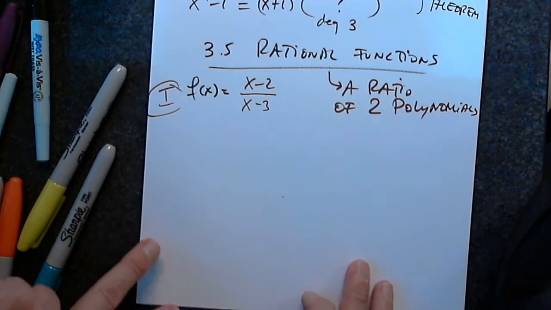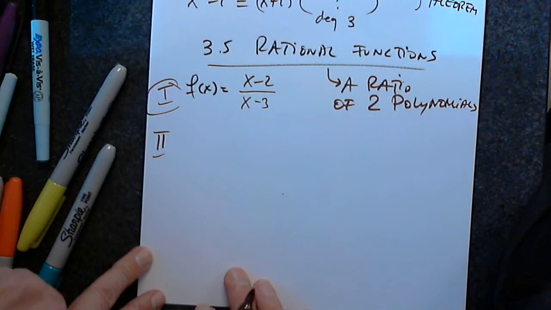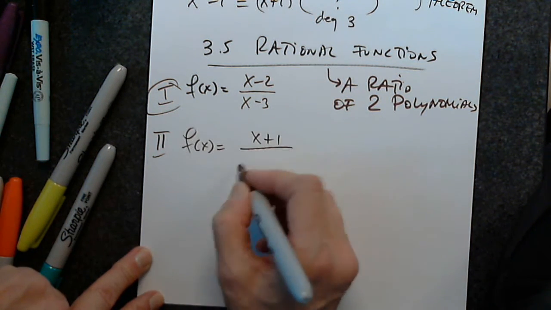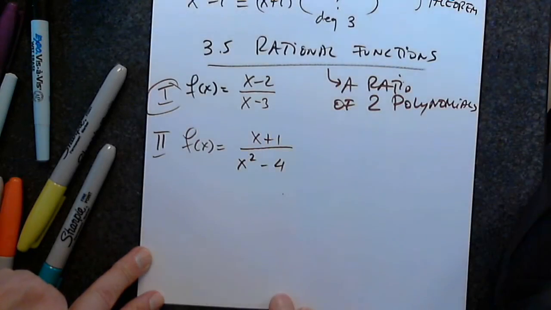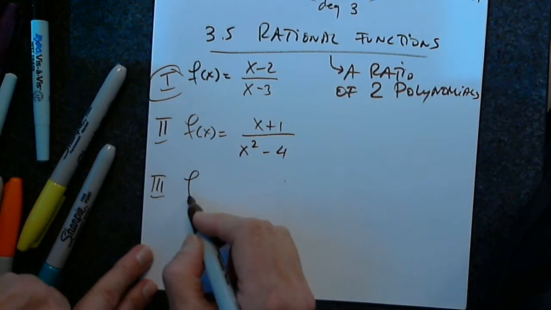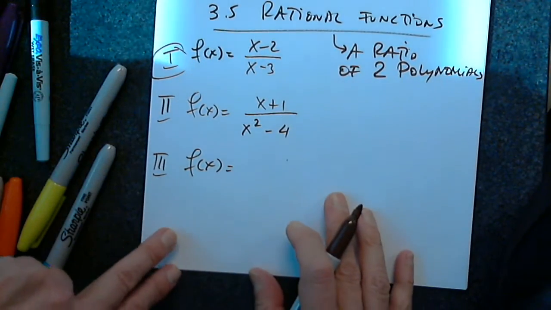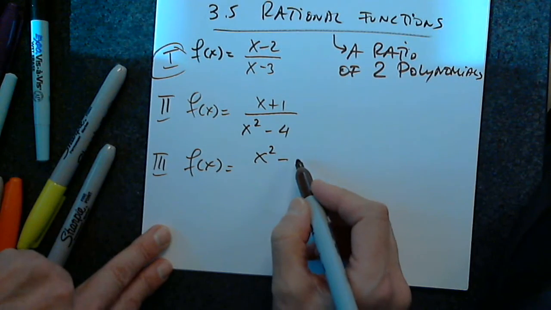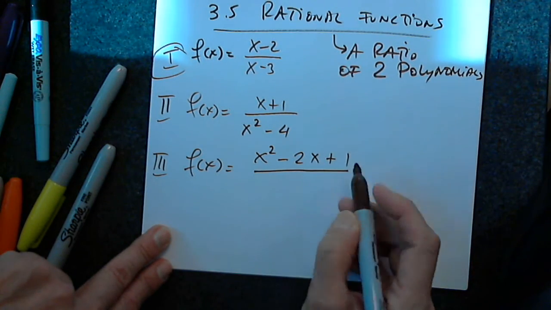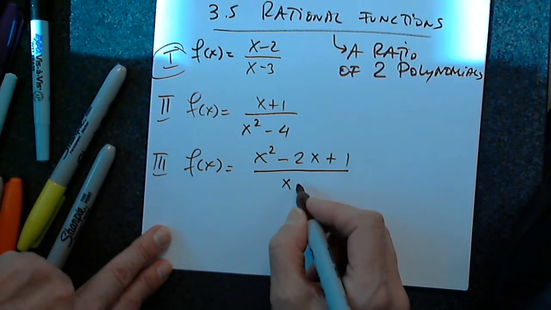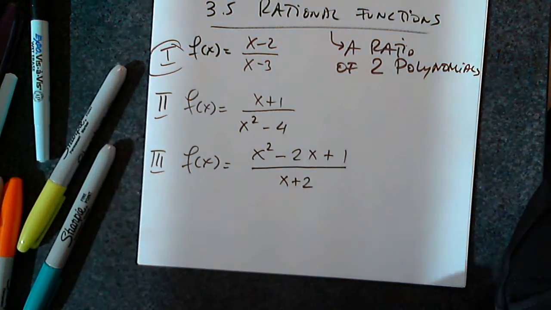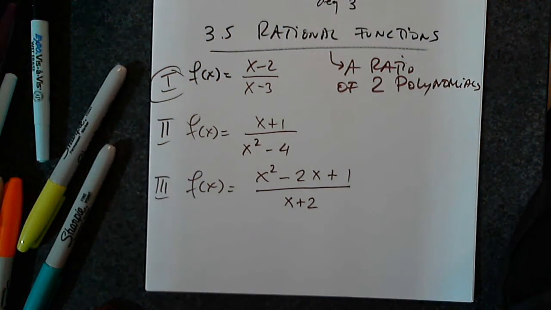Perfect example. Thank you. Type 2, f of x equals x plus 1 divided by x squared minus 4. And type 3, f of x equals x squared minus 2x plus 1 divided by x plus 2. Okay, so now let's analyze these three types.